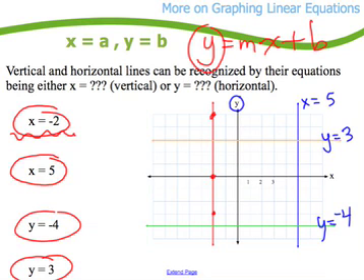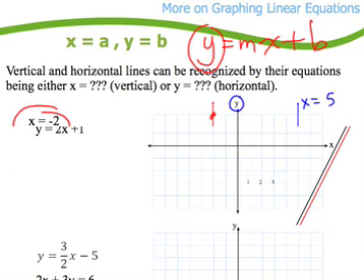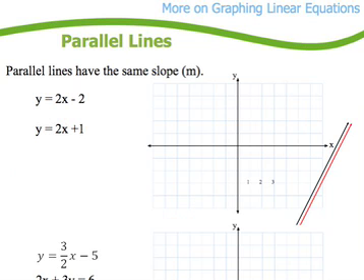Okay, so those are horizontal and vertical lines. The last concept to take a look at in this section is parallel lines and perpendicular lines. Parallel lines are lines that have the same slope.